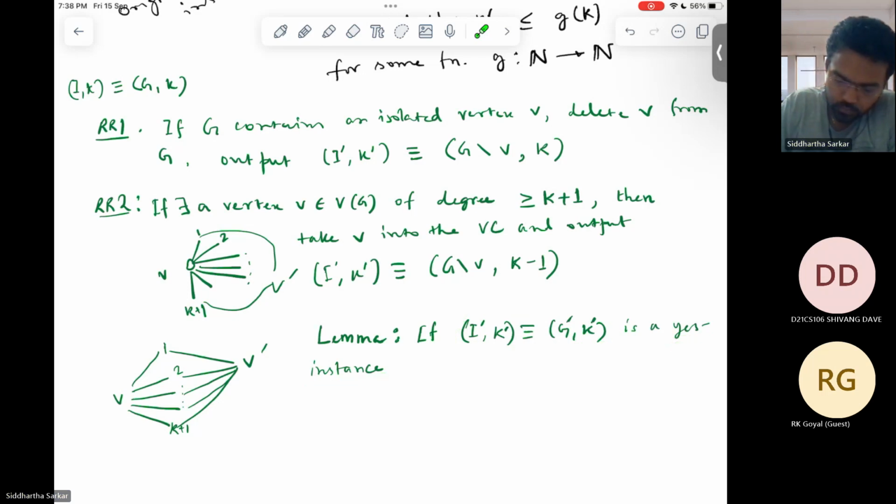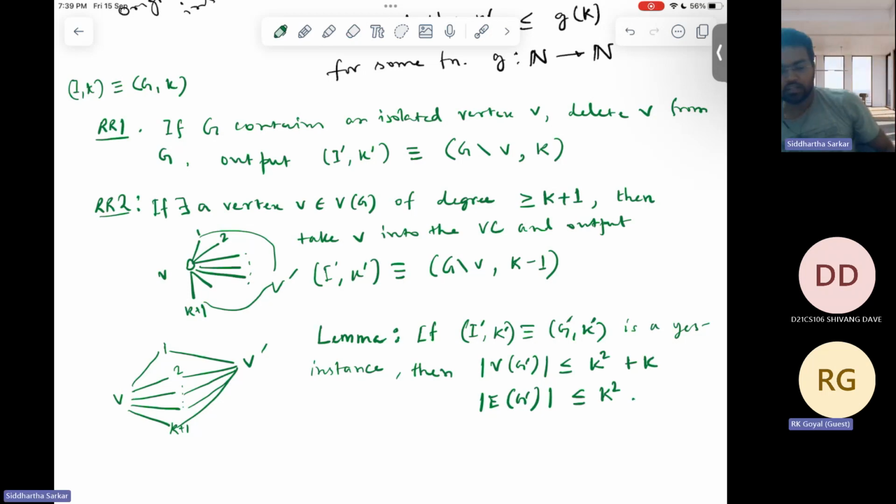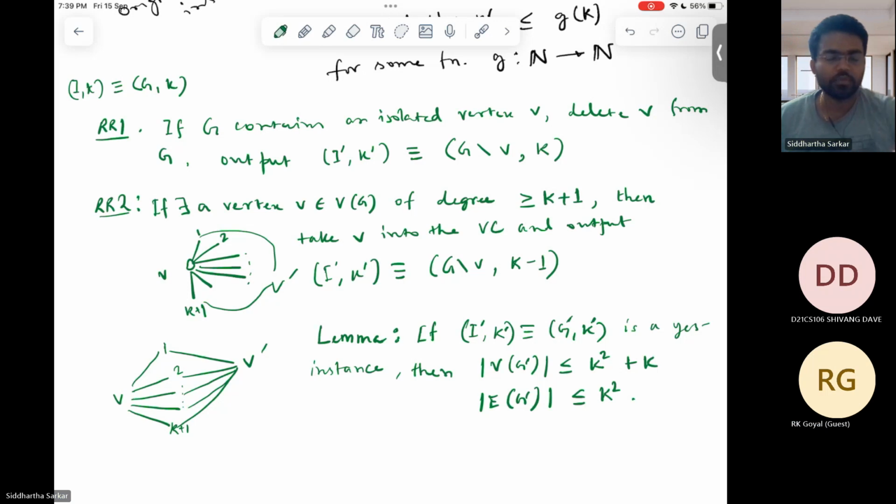So if this is a yes instance, then the number of vertices in this graph will be bounded by some function of k, and it is precisely at most k square plus k. And the number of edges in this reduced graph is also bounded by a function of k, which is k square. And that is the beauty of kernelization, that you got rid of n and m. I will prove this, but before that, what have we gained by doing the reduction?